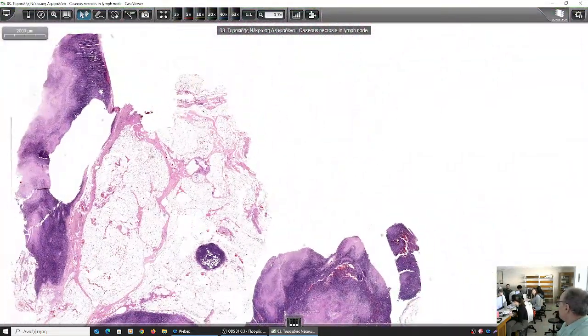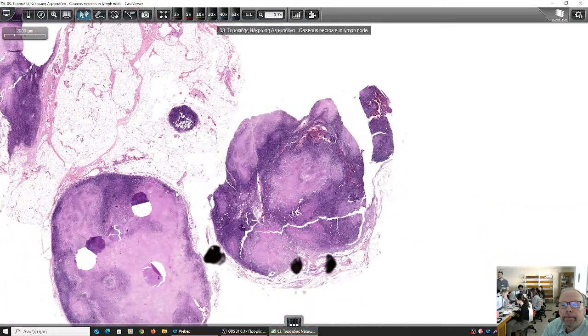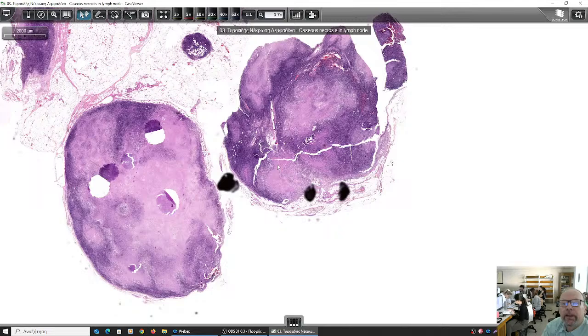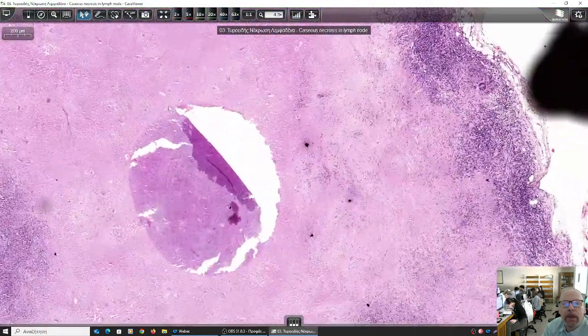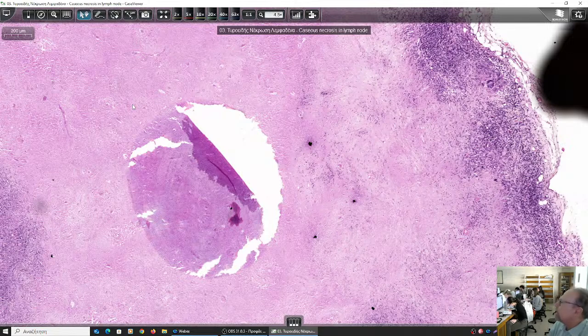That's all. Yes, please. The bottom left lymph node. Come here and show me. Is it almost the entire thing necrotic? Here is necrosis, yes. No, this one. This is almost everywhere. Yes, it's widely necrotic. In such a case, what could happen?